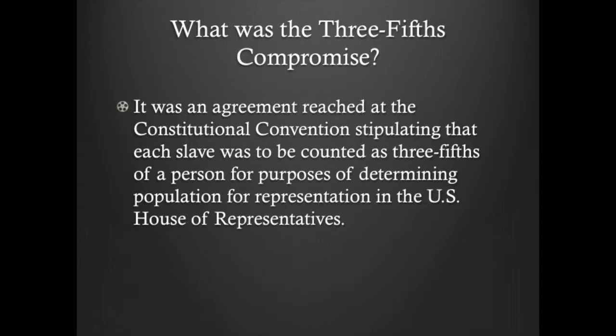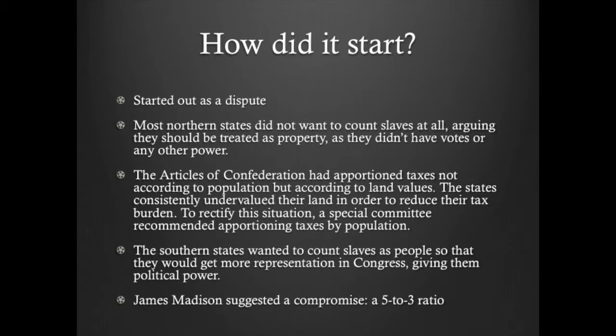What was the Three-Fifths Compromise? Well, it was an agreement reached at the Constitutional Convention that stipulated that each slave was to be counted as 3/5 of a person for purposes of determining population for representation in the U.S. House of Representatives. How did it start?